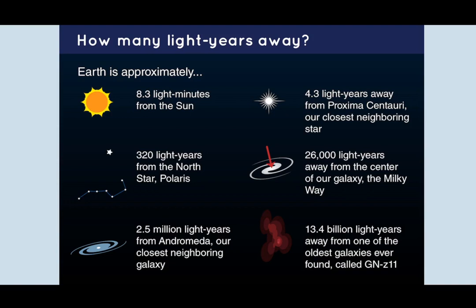Andromeda, or the Andromeda Galaxy, which is our closest neighboring galaxy, is 2.5 million light years away. We talked about Proxima Centauri, our closest neighboring star, which is 4.3 light years away. From Earth to the center of the Milky Way is 26,000 light years. And from the Earth to the oldest galaxy ever found is 13.4 billion light years away, and that's called GNZ11. Obviously, we haven't been measuring how long it travels for 13.4 billion years, but we can use computers and calculations to capture light, and then calculate how far these objects are.